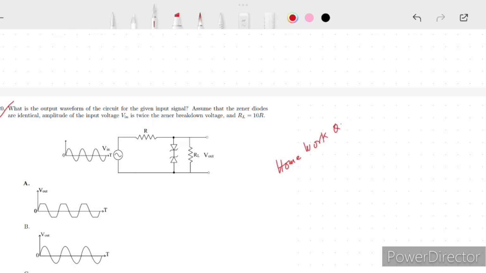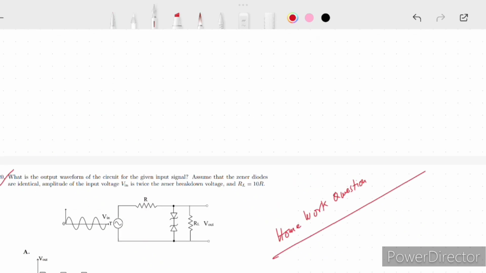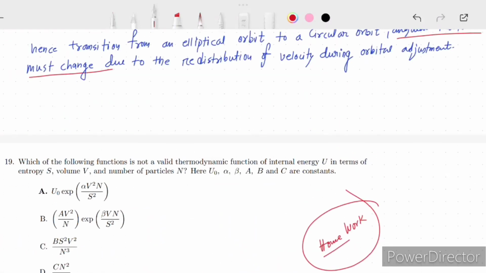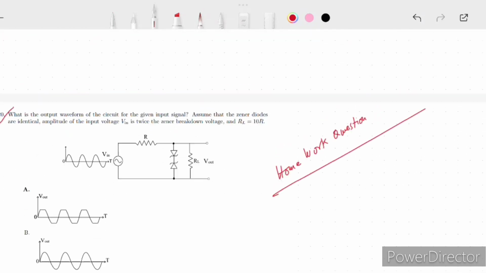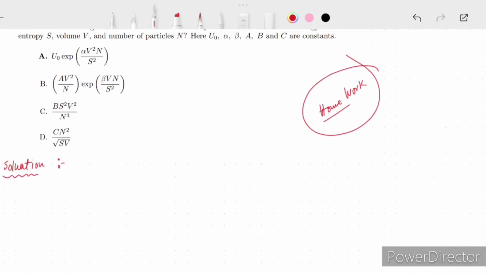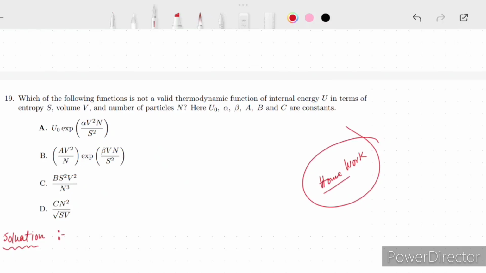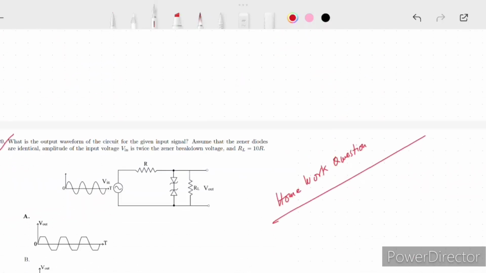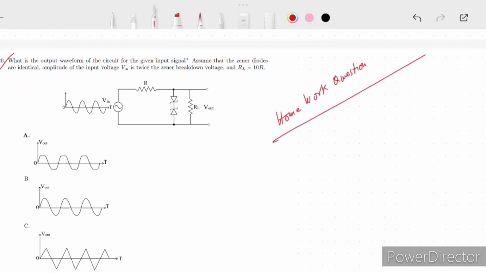This is also your homework question. So from 25 questions, I will give you the solution for 23 questions, but you do by yourself only 2 questions, okay? Question number 19 and question number 20 are your homework questions. Question number 20 is a very easy question.